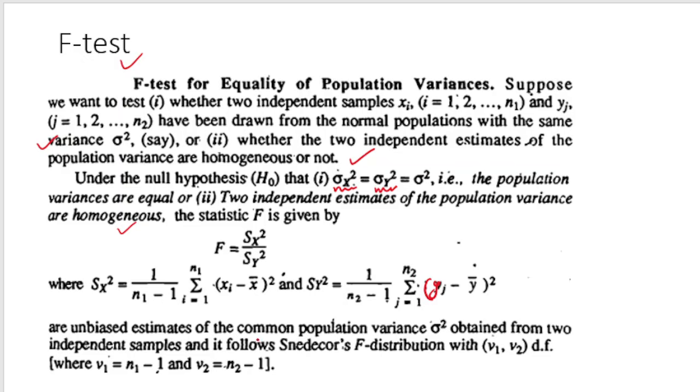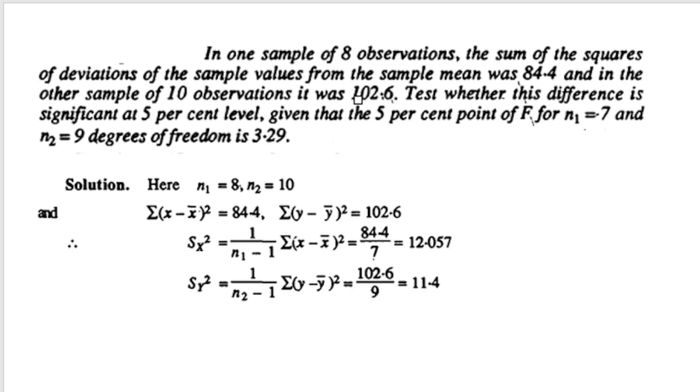And these two are unbiased estimates for the common population variance sigma square, obtained from two independent samples, and it follows the F distribution with nu1 and nu2 degrees of freedom. Since we have two samples, the degrees of freedom we take are nu1 and nu2, where nu1 is n1 minus 1 and nu2 is n2 minus 1. I will take examples to illustrate it, so don't get confused.